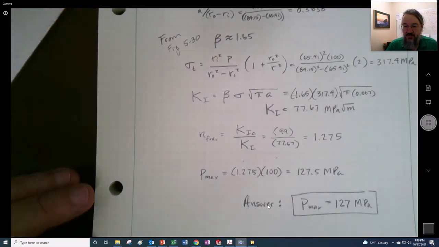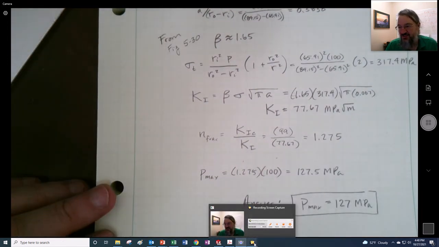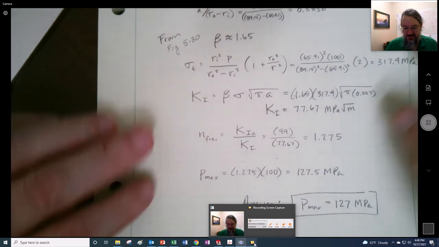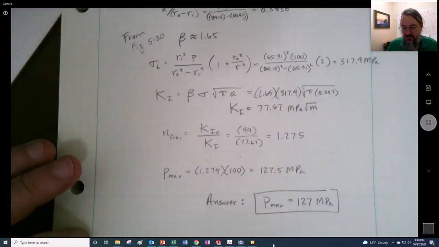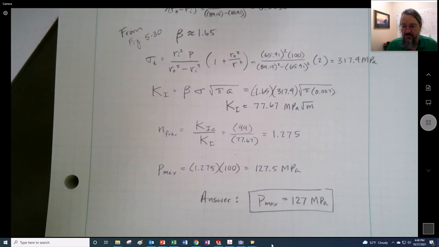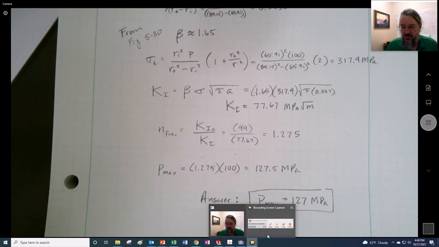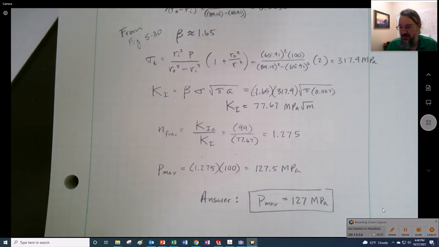But that's problem 3. And it's just a taste sampler test thing, just to get you to see that fracture mechanics is a thing. And it's a different way a material will fail if it already has a crack in it. Different than stress, and different than stress concentration. Ta-da, done.